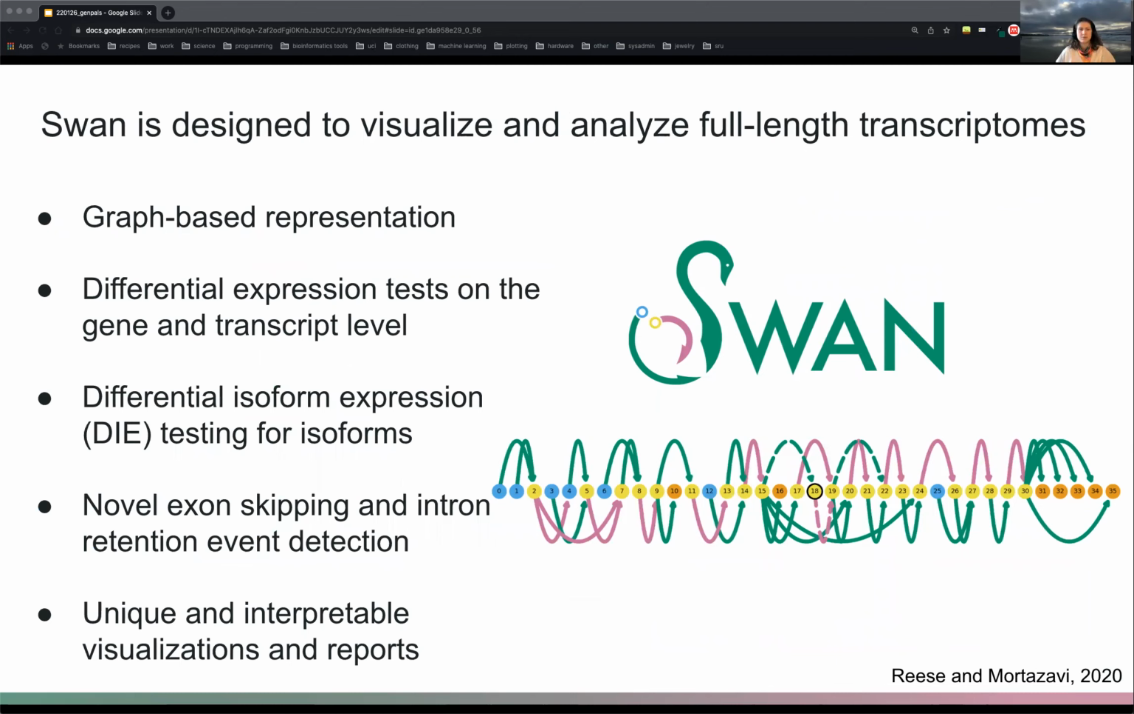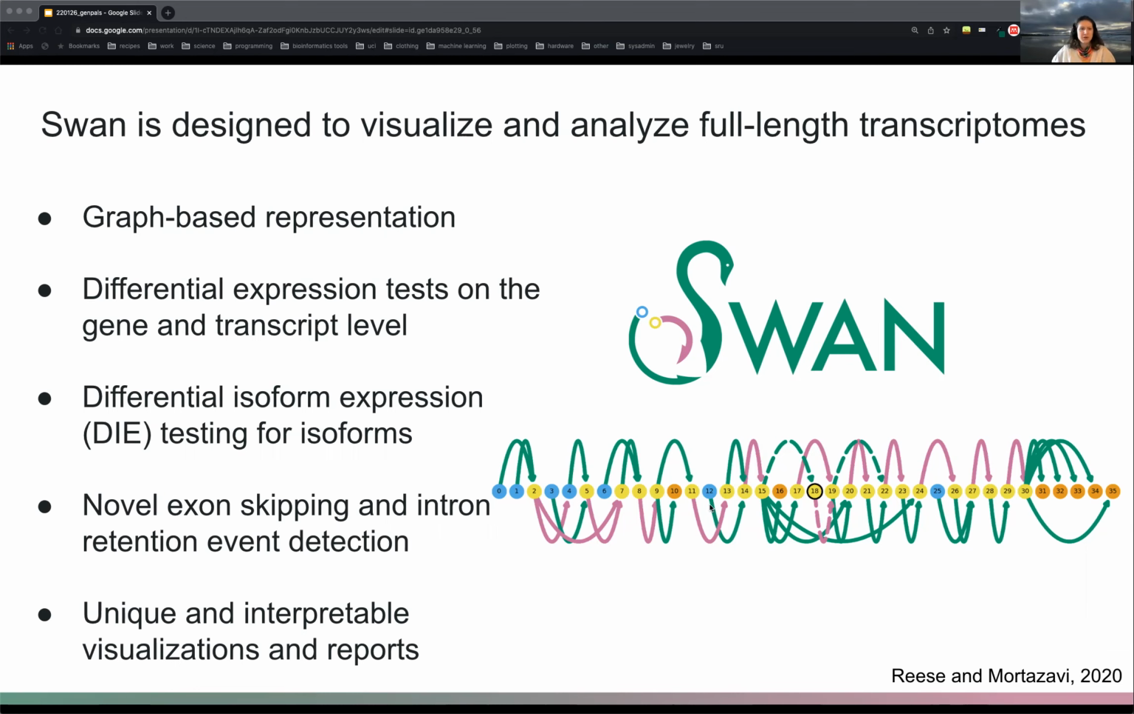And so as a broad overview of what Swan does, it uses one of these weird hairballs you see down here to represent transcriptomes as graphs. And the analysis tasks it can perform are things like differential gene and transcript expression, differential isoform expression tests, or as I will more commonly refer to it, isoform switching tests. It can find novel exon skipping and intron retention events. And finally, it can provide some really beautiful and interpretable visualizations and reports, in my opinion, although I am biased.